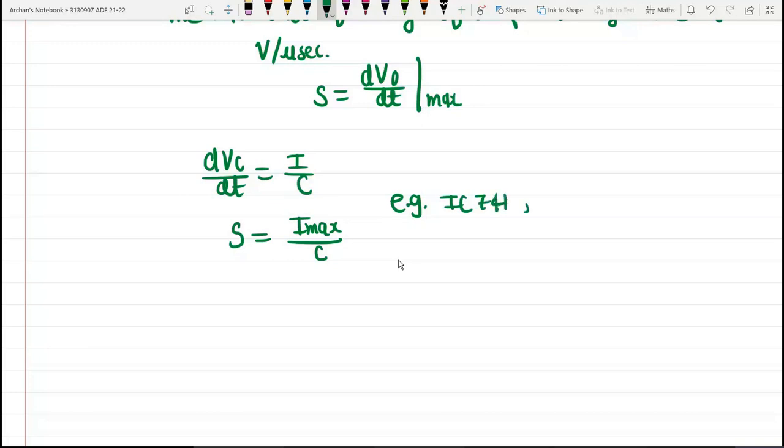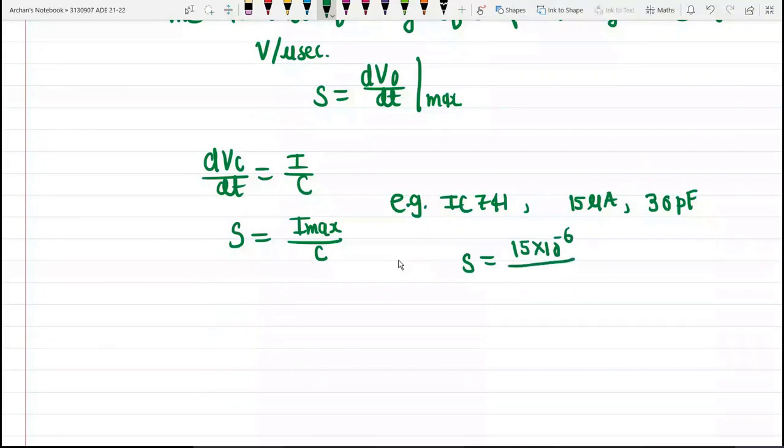For example, for IC 741, the charging current is 15 microampere and the internal capacitor is 30 picofarad. So what will its slew rate be? It is 15 into 10 raised to minus 6 divided by 30 into 10 raised to negative 12, which is around 0.5 volt per microsecond. This is the slew rate for a typical operational amplifier.